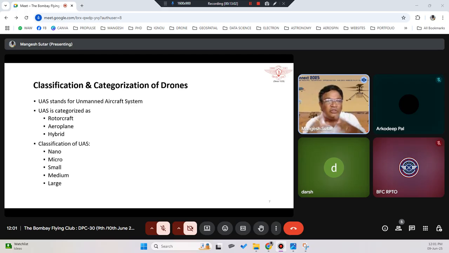As such, there is no functionality change in the drone, but because the weight changes, those drones are called medium class drones. The rest of the functionality doesn't change, right? So there is not much difference between small and medium at the initial level. Currently, the range of medium class is from 25 kg to 150 kg. That is also quite a big range. But the government has given a limit of only up to 50 kg.